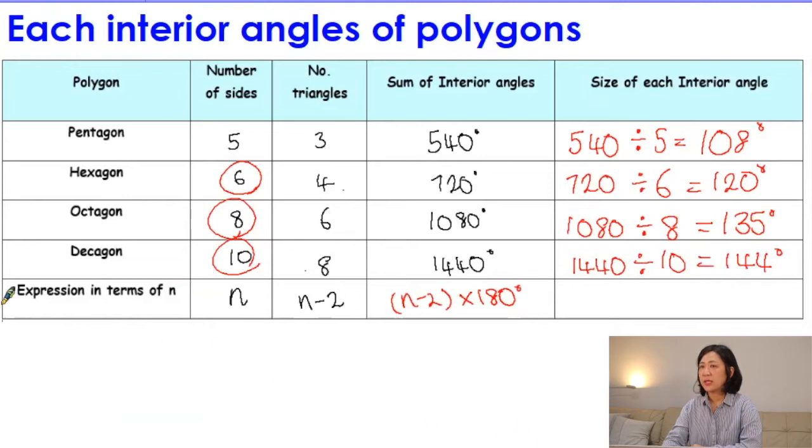So let's come up with our formula. How can you come up with the formula? For an N-sided shape, the sum of the interior angles is N minus 2 lots of 180. Then all you need to do is divide by the number of angles. We know that an N-sided shape has N angles, right? So this is the formula for finding each interior angle of a polygon.